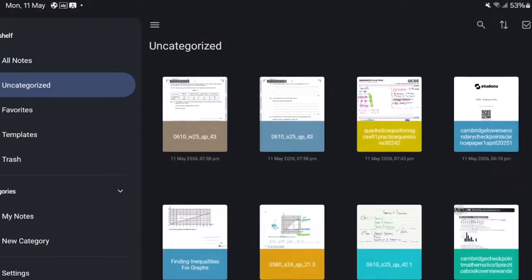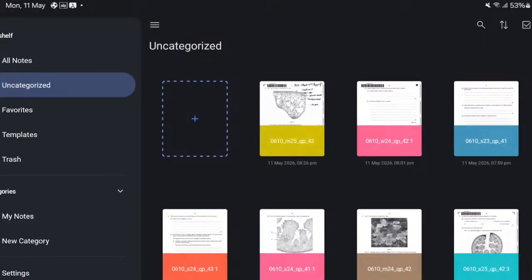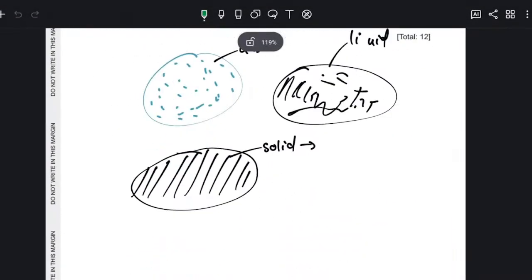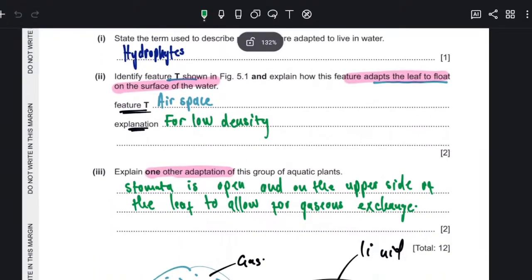Now, we have matched. Explain one other adaptation of this group. Which group? Hydrophytes. Tell us another adaptation of hydrophytes. So we know the adaptations of hydrophytes. In fact, we know a lot of them.